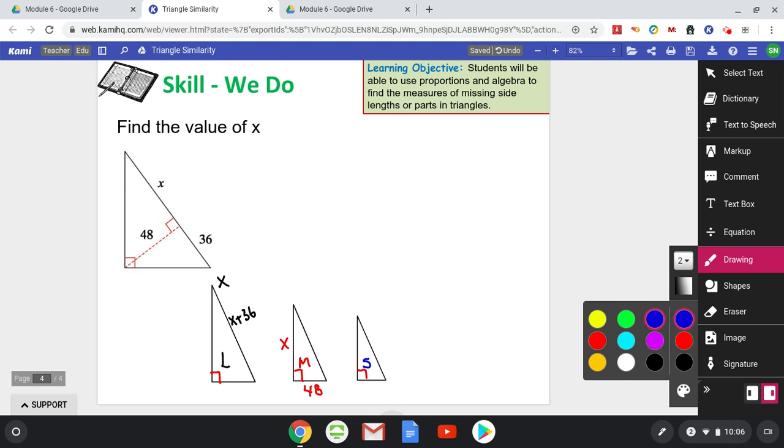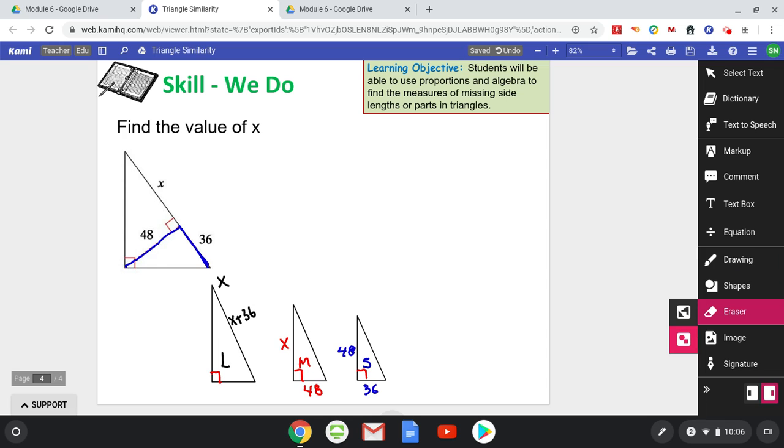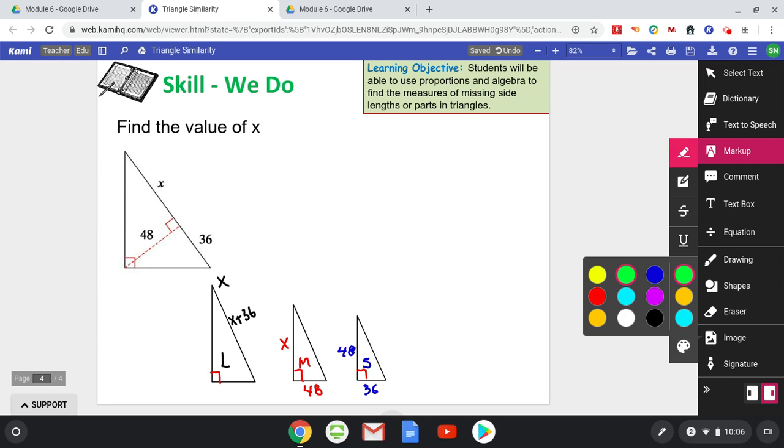I will also do the same thing for the blue one. We have this side and that side. If you look at the numbers, 36 is smaller than 48. Therefore, I will put 36 at the bottom and 48 is the measure of the large side. Now that we have two measurements for the medium and the small one, we will be using those to solve the problem. Let's start by setting up the first ratio.